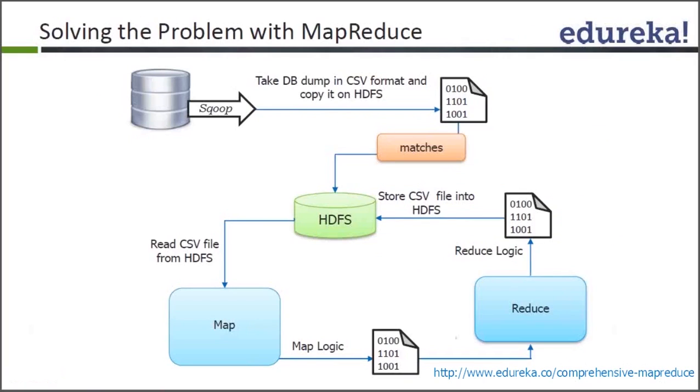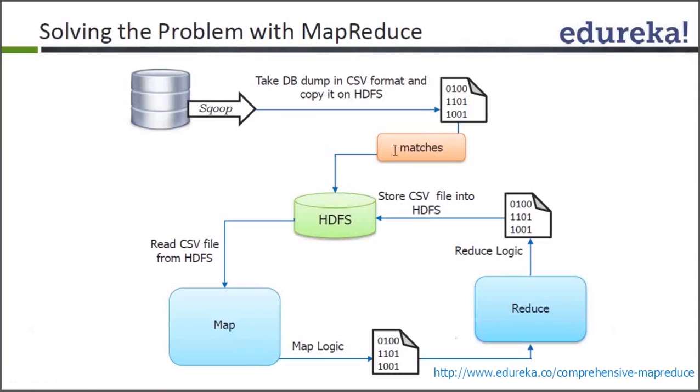So if you're trying to solve a problem with MapReduce, this is how it will be. We are talking about the healthcare world. In the healthcare world, all of your details would be in your relational data store. You would use Sqoop to take a database dump in a comma separated value file and push it into HDFS.